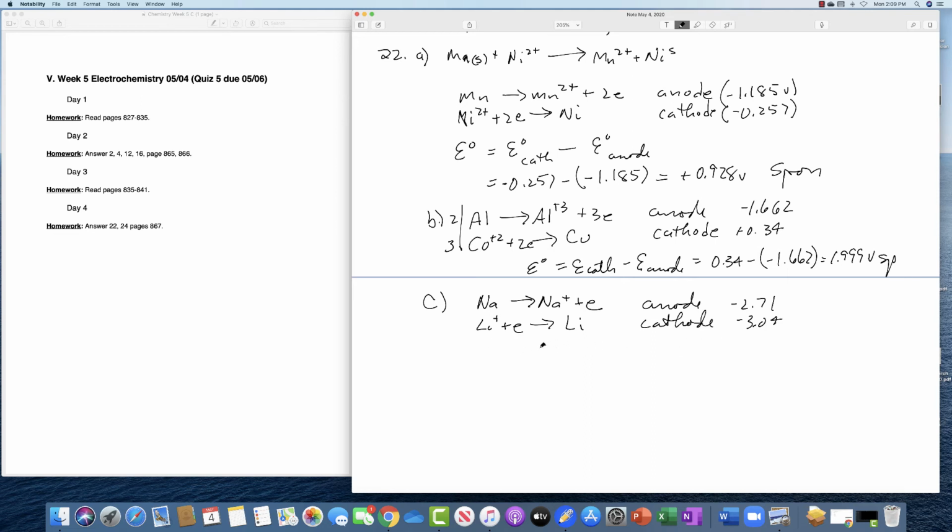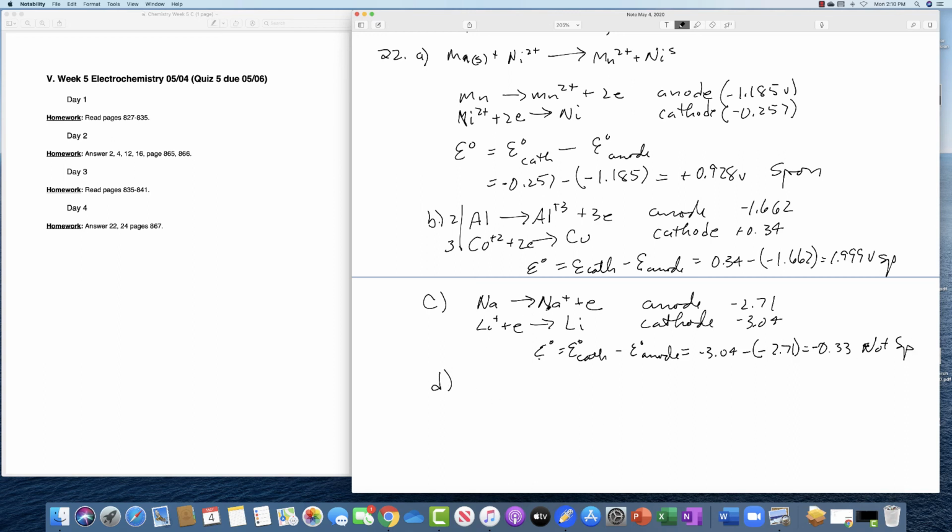And so, again, E0 is going to equal E cathode, minus E0 anode, which is equal to, now the cathode is minus 3.04, minus a minus 2.71. And if you do the math on this one, you get minus 0.33. So it's not spontaneous.